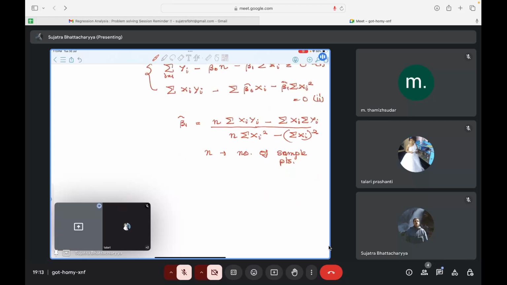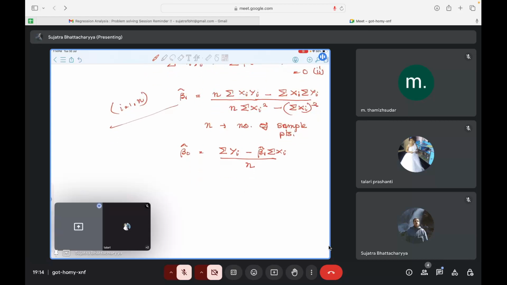Great. So this is your beta 1 cap. Next is beta naught cap. Beta naught cap can also be found using summation yi minus beta 1 cap summation xi, divided by all these summations, i going from 1 to n. Just remember this. This is how it is calculated.